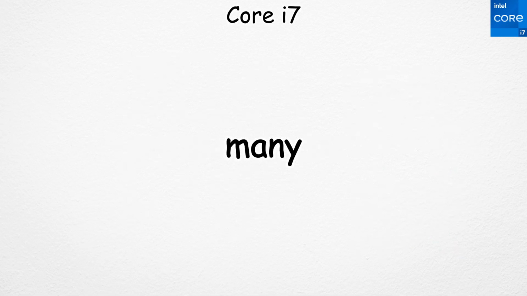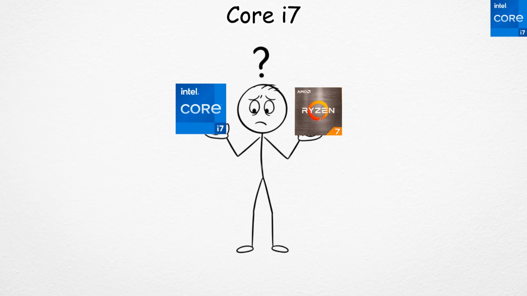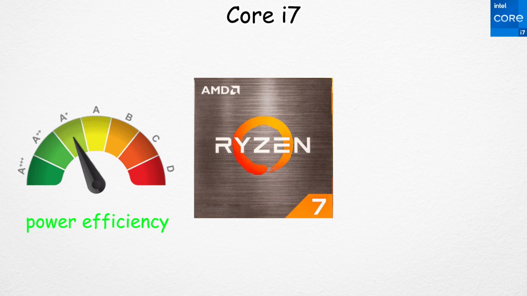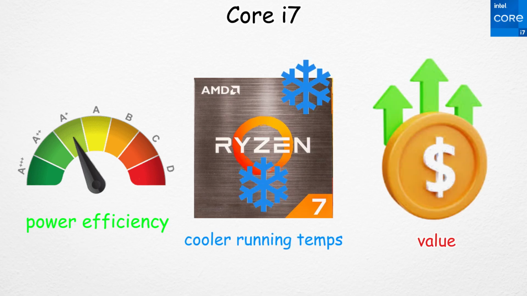At this tier, many compare i7 to AMD Ryzen 7 equivalent. AMD often pulls ahead lately on power efficiency, cooler running temps, and value.